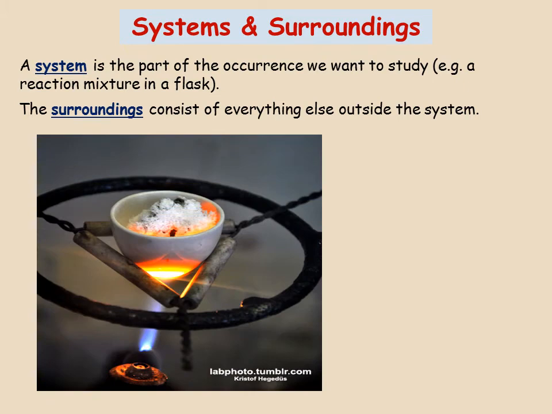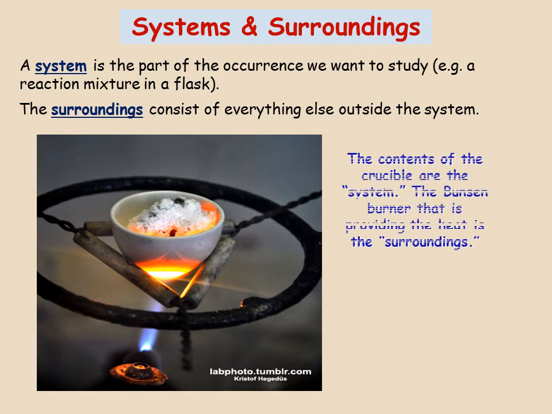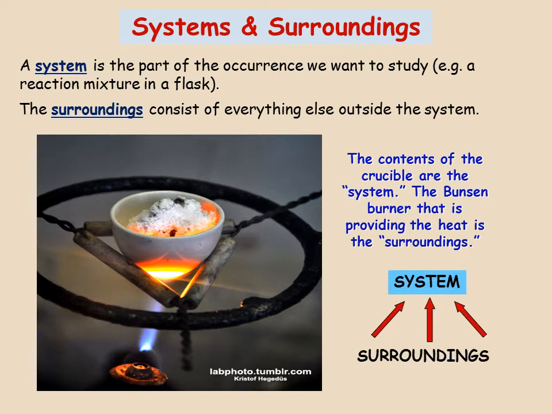Let's look at this picture, then you will understand better. Here in this picture, you can see a crucible is being heated. That means the salt is present in the crucible, right? So here, the contents of the crucible are the system, and the Bunsen burner and all the other things are the surroundings. Only the reaction mixture in the crucible is the system. Other than that, everything else is surroundings, right? So here what is happening? Heat energy is supplied to the system. That means energy is transferred from surroundings to the system. Okay, children? Have you understood?